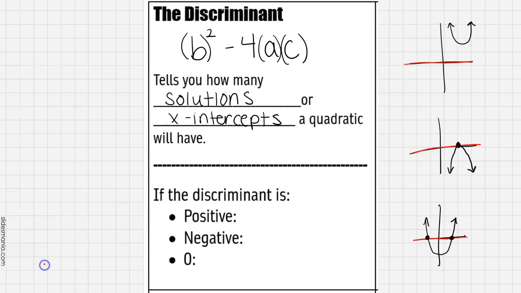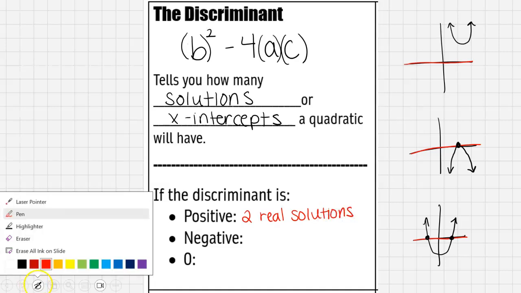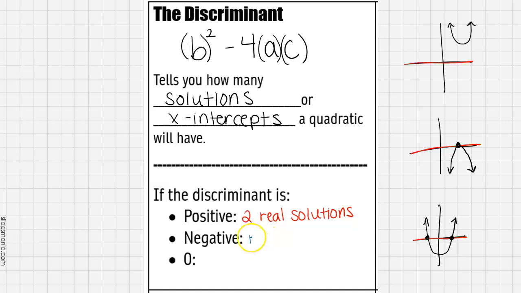If the discriminant is positive, you get two real solutions. If the discriminant is negative, you get no real solutions. And that's because you can't take the square root of a negative. And if the discriminant is 0, you get one real solution. If you need to, you can pause this video to continue writing those notes.